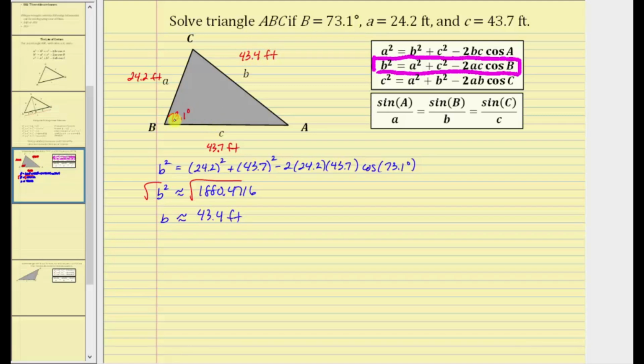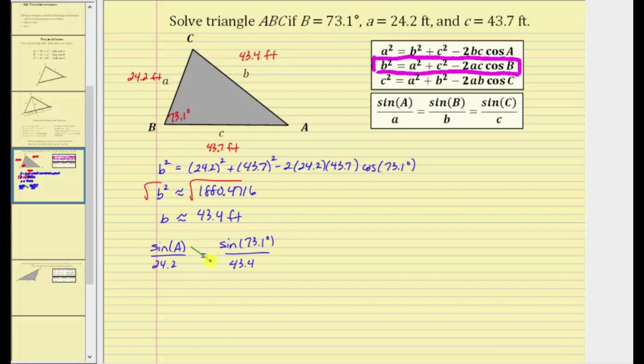And now that we have an angle and the length of the opposite side, we can use the law of sines to determine the measure of angle A or the measure of angle C. Let's use the law of sines and determine the measure of angle A. Using the law of sines, we have the sine of angle A divided by the length of the opposite side, which is 24.2, must equal the sine of the known angle, which is the sine of 73.1 degrees, divided by the length of the opposite side, which is approximately 43.4.